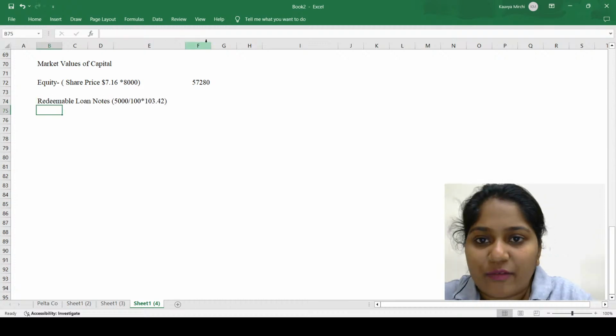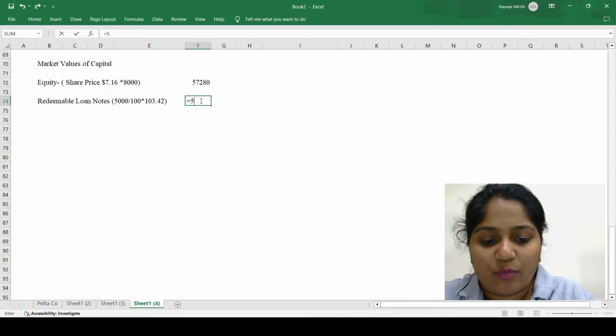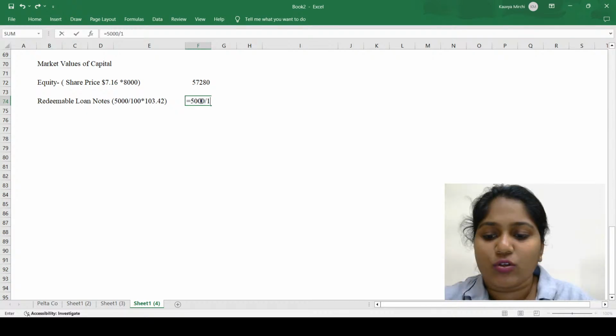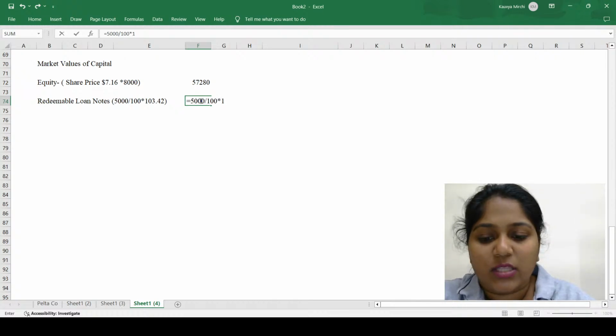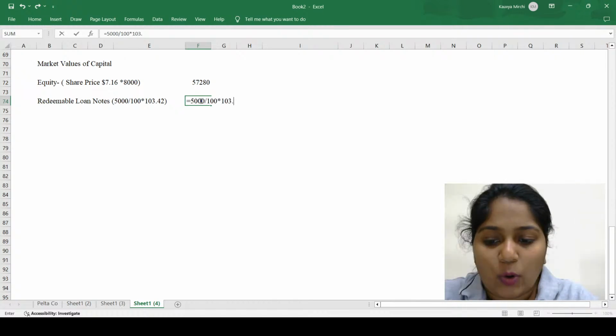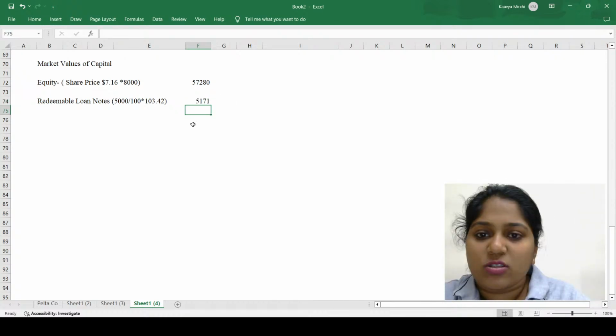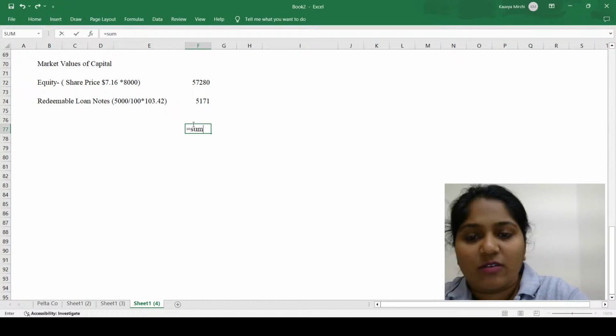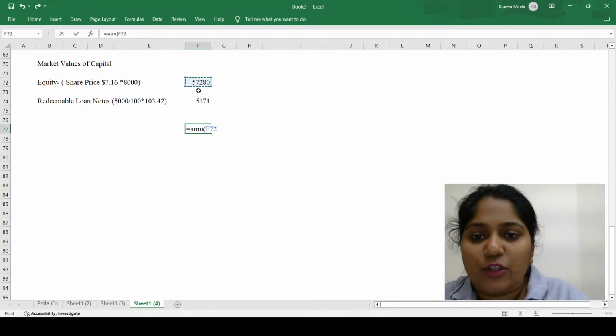So if I have to calculate, what would be the value? It will be 5 million divided by 100. Why? Because I'll get to know the total number of loan notes, multiplied with 103.42. So this will be the value. What is the total market value, people? The total market value would be this much.